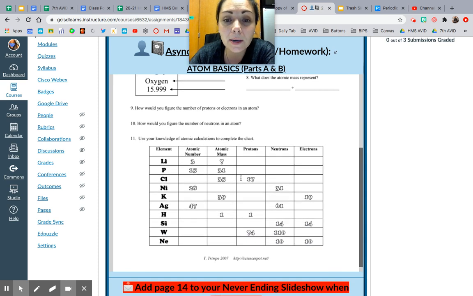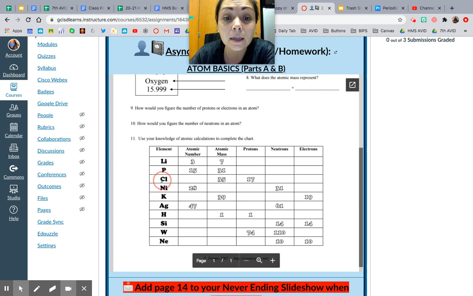So test your knowledge by doing this in the chart. Let's see how I do, y'all, because I don't even have my thing with me. So atomic number is 3, which means it has 3 protons and 3 electrons. And if its atomic mass is 7, 7 minus 3 is 4, so it has 4 neutrons. P is phosphorus. If phosphorus's atomic number is 15, that means it has 15 protons and 15 electrons. And then to find neutrons, you take 31, atomic mass rounded, and you subtract 15 from it. So that would be 16, so it would have 16 neutrons.